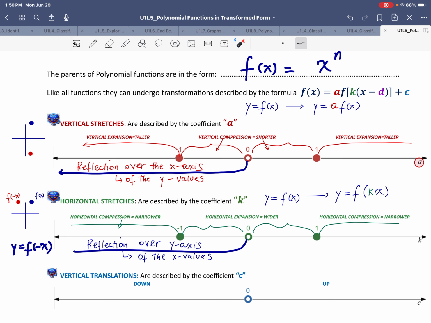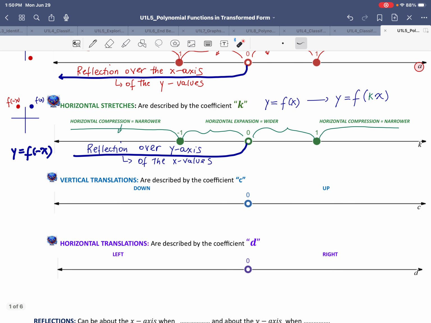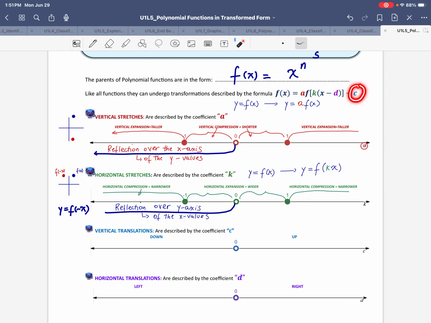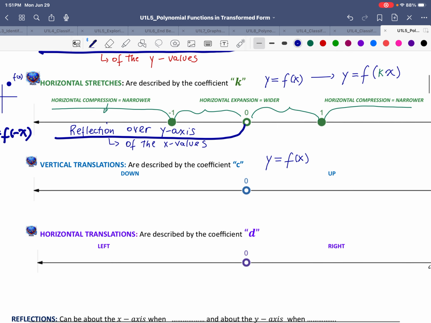Now, I left the last two transformations, the vertical translations, for last, because I think they are the easiest, so dessert for last. Vertical translations are described by the coefficient c. So what happens when a function undergoes a vertical translation? If you have the function y equals f of x, that will become y equals f of x plus the coefficient c.